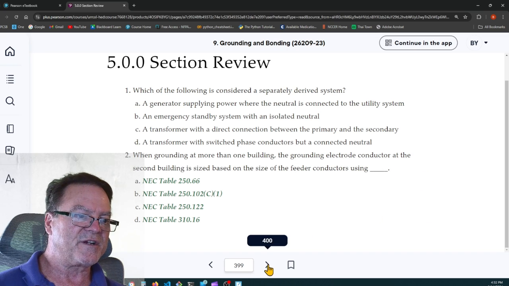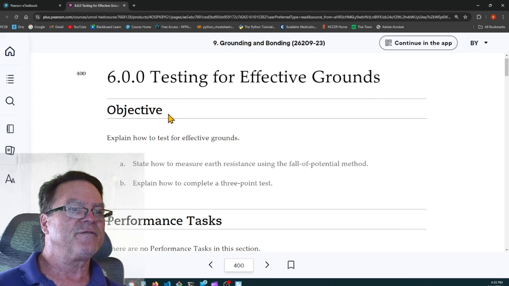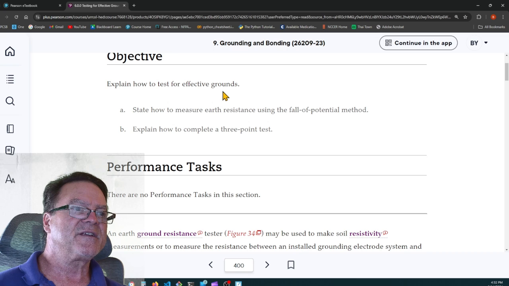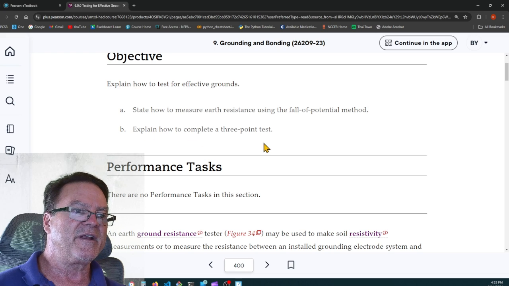Let's go on to section 6. Testing for effective grounds. Explain how to test for effective grounds. State how to measure earth resistance using the fall of potential method. Explain how to complete a 3-point test.